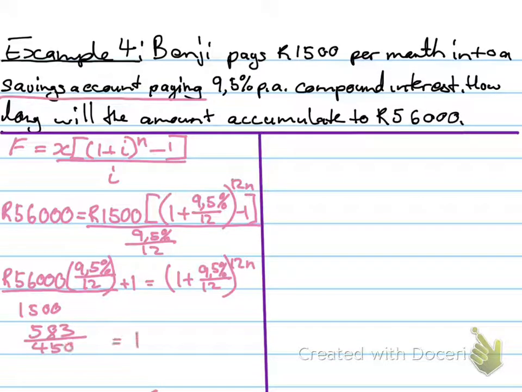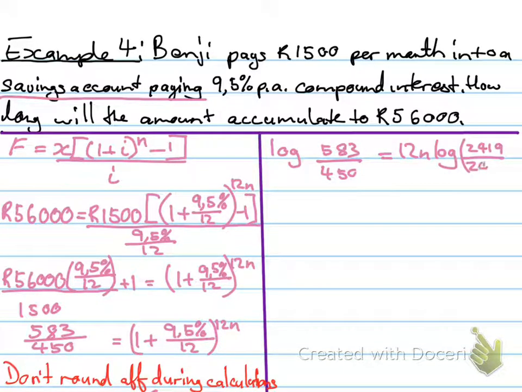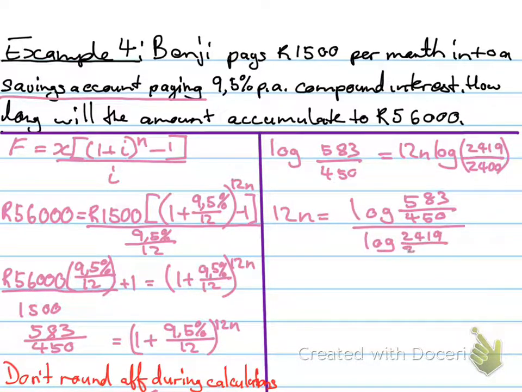n. So you multiply both sides by the interest rate there, which is dividing on the right hand side. After that, you simplify. Remember, do not round off during calculations. The moment you round off, your answer will be wrong. Okay, you round off only at the end. And then now we use logarithms. It's going to be log of 583 over 450 is equal to 12n log of, right? And then we simplify everything, then we divide both sides by 12.